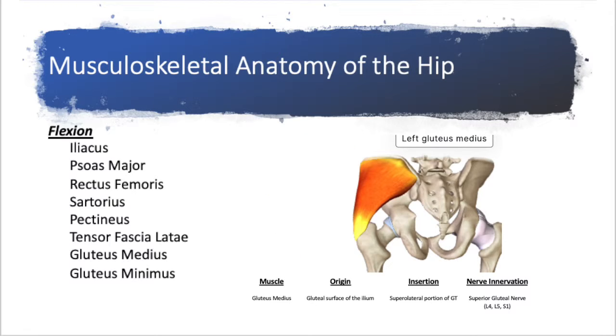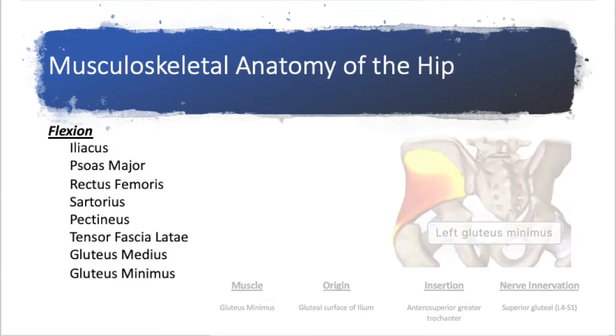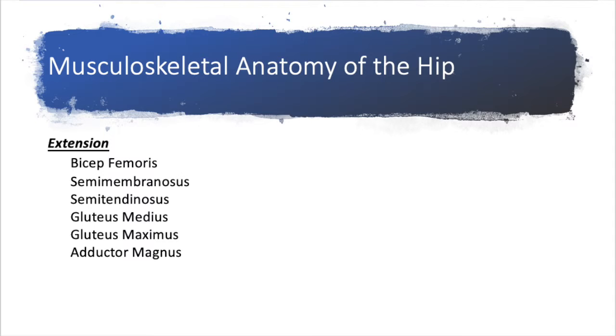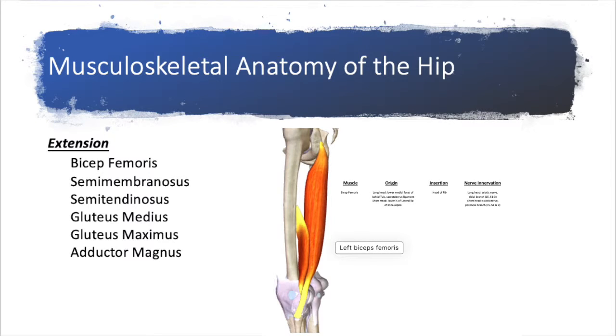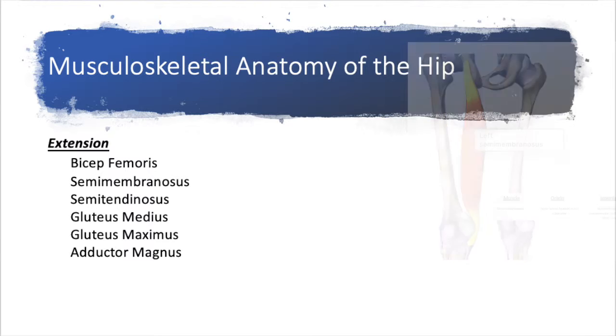Glute medius, which runs from the gluteal surface of the ilium to the superior lateral portion of the greater trochanter. And glute minimus, which runs from the gluteal surface of the ilium to anterior superior greater trochanter. During hip extension, the hamstrings are involved. Biceps femoris, which originates at the ischial tuberosity and the lateral lip of the linea aspera and inserts on the head of fibula. Semimembranosus, which originates at the ischial tuberosity and inserts on the medial condyle of the tibia.